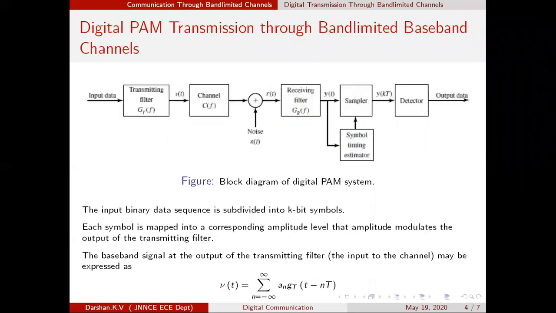Now just observe, we are passing this r of t through a receiving filter with impulse response g_R of t. You are supposed to read the impulse response. The impulse response is not printed on the block; only the frequency response or transfer function would be written, but you have to read the impulse response. So what is the impulse response of the receiving filter? It is g_R of t. So anybody can say the expression for y of t. y of t is equal to r of t convolved with g_R of t, the received signal convolved with g_R of t.